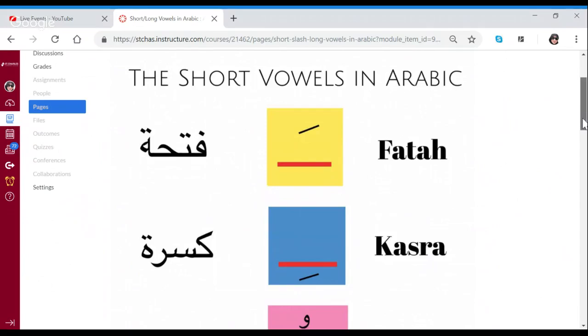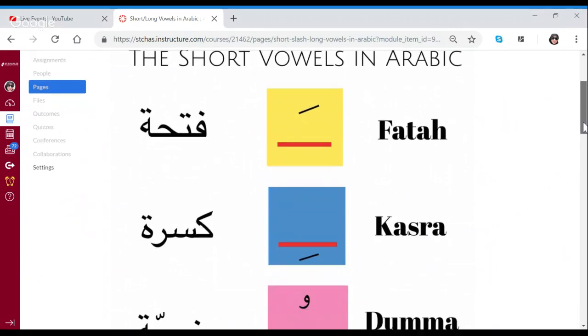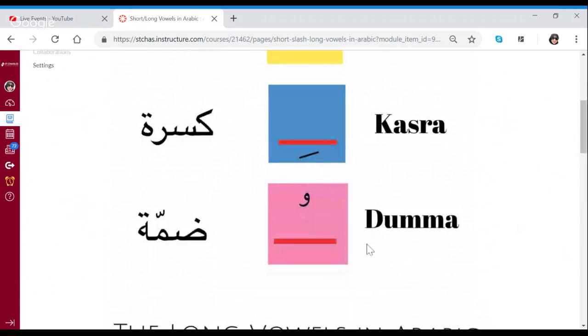Our third vowel is damma. Damma is the short equivalent of wow. Remember, wow makes the wa sound as a consonant, or it makes the oo sound as a vowel. So damma makes the oo short sound. It's written above the line, just like fatha. And this is the word damma. So we have kasra and damma.